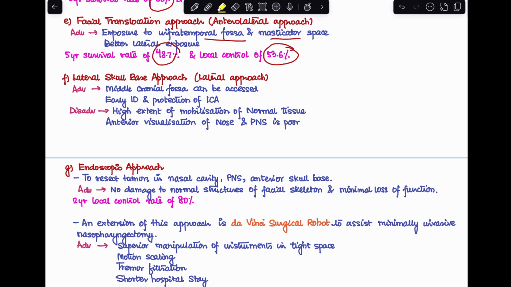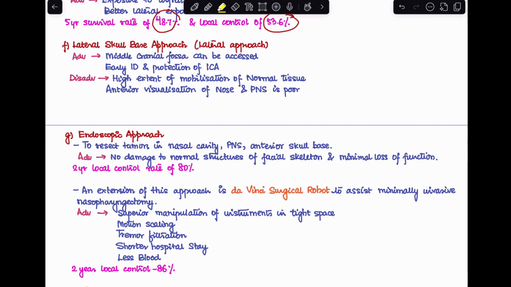But the disadvantage is there is too much mobilization of the normal tissue. So therefore, it ends up causing significant morbidity to the patient. And because this is a lateral approach, the anterior visualization of the nasal cavity and the paranasal sinus is very poor over here. So these were all the different approaches.